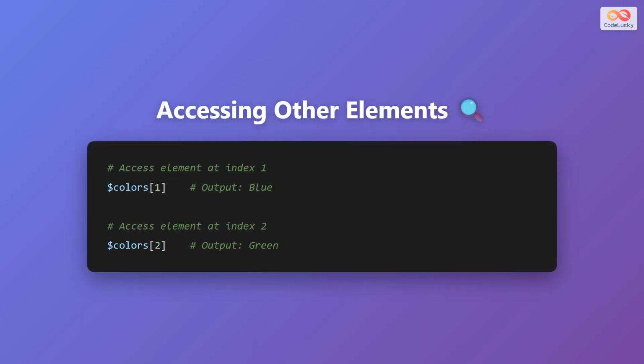You can access any element in the array by using its index number. To retrieve the second element, you use index 1 with $colors[1], which returns blue. To get the third element, you use index 2 with $colors[2], which returns green. Remember, the index is always 1 less than the position you might naturally think of. The second item uses index 1, the third item uses index 2, and so on.